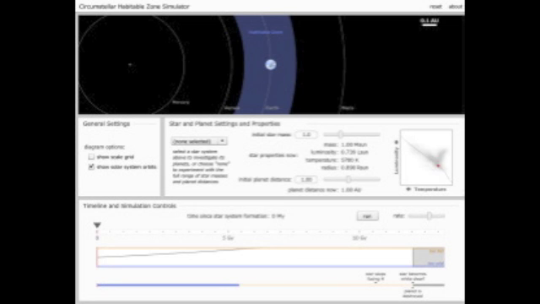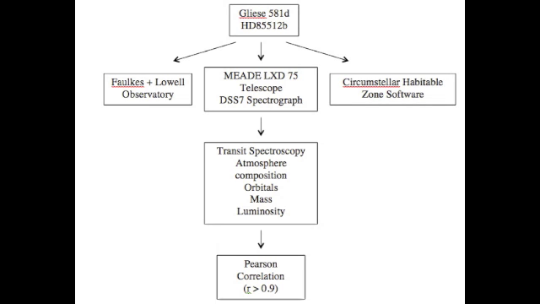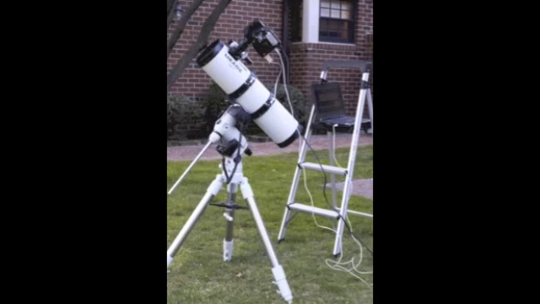Online astronomy simulators, particularly the circumstellar habitable zone software, provide the same service. Using both telescopes and simulators, characteristics such as orbitals, mass, and luminosity can be determined. Additionally, the transit method will definitely be a large component that will be performed with the simulators. The MEADE LXD75 telescope with DSS-7 spectrograph attachment will be used for transmission spectroscopy. Between the time a host star shines upon its planet to the time the planet leaves the light, the spectrograph will be able to retrieve the spectrum of the atmosphere of that planet and determine its composition.